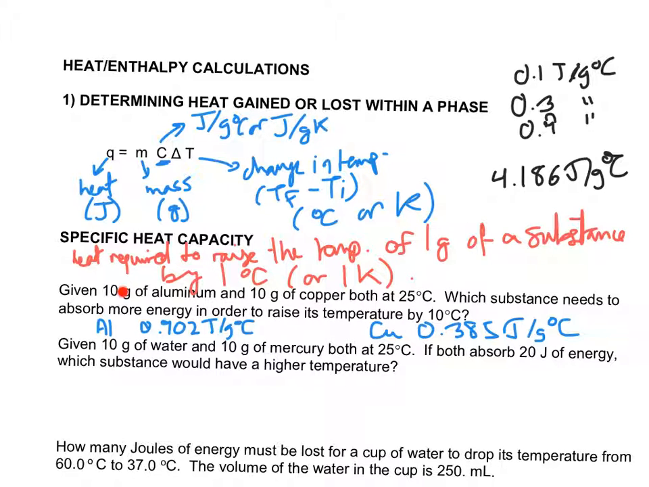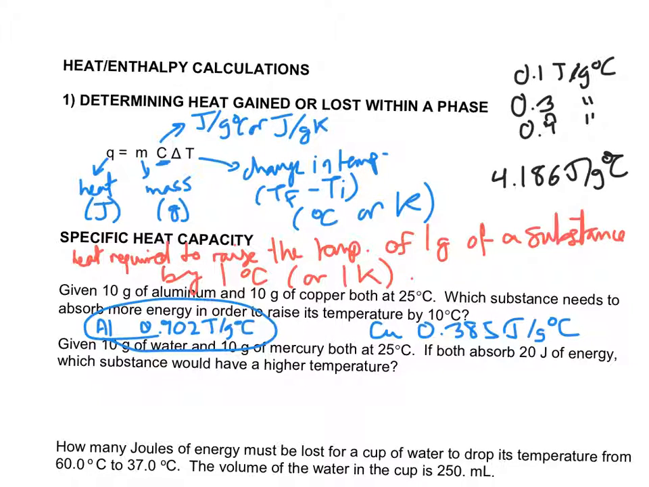So for 10 grams to raise it 10 Celsius, it would be 90 joules for the aluminum and only 38.5 joules for the copper. But you don't even need to think about numbers as long as you're starting with the same mass, the same initial temperature, and the same change in temperature. Then you just look at the specific heat capacity. So this one needs more. So the answer is the aluminum.